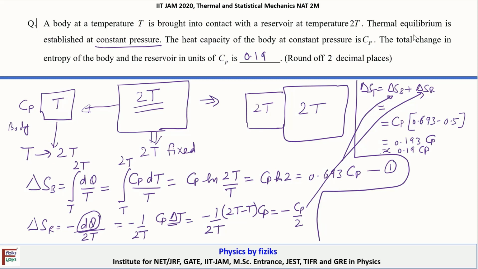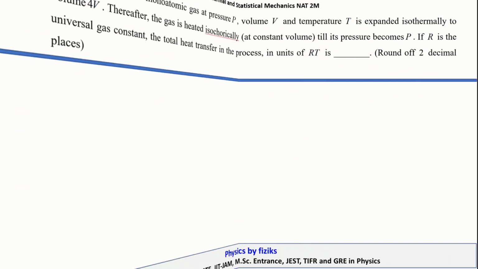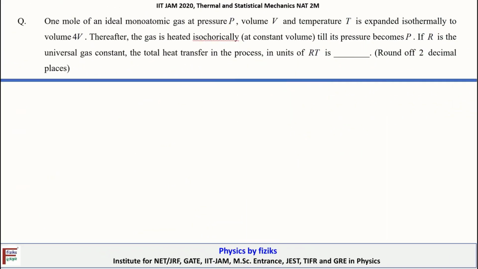Here I just want to emphasize the point that the dq here we evaluated from the information given for the body, not for the reservoir, because if you apply the principle of calorimetry here, whatever amount of heat is taken by the body, the same amount of heat is given by the reservoir. That's why this information is obtained from the information given for the body, not for the reservoir. Let's continue with the next question.